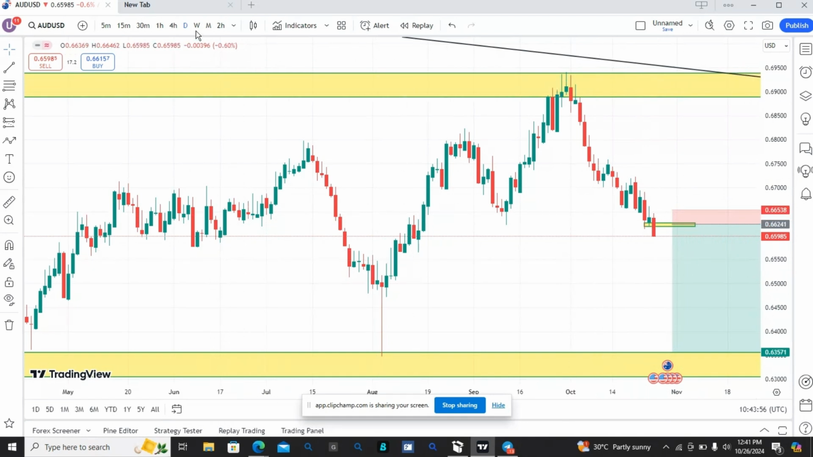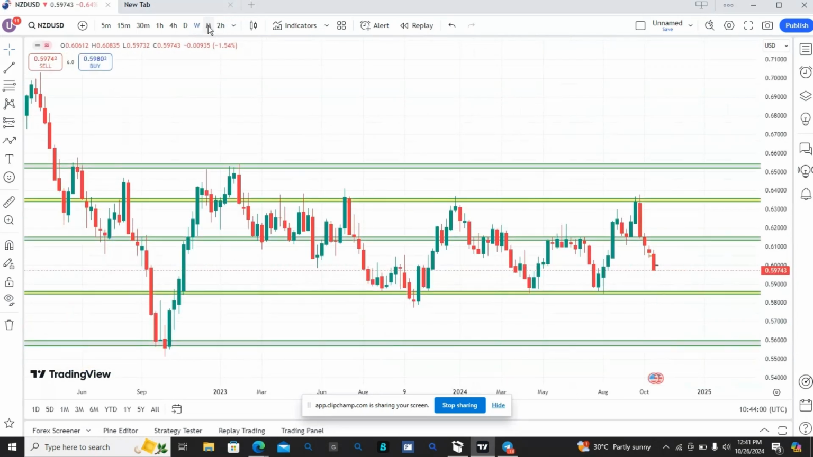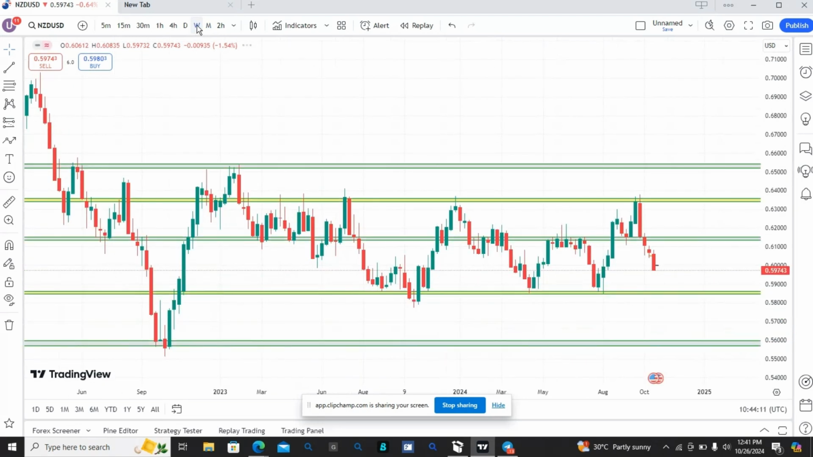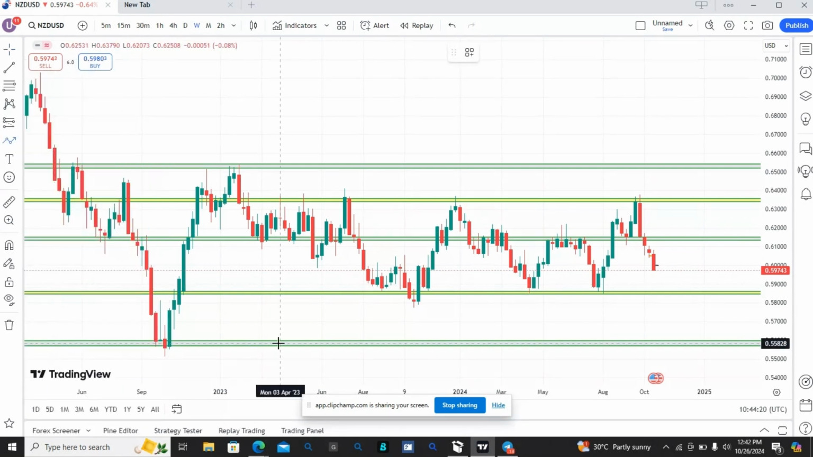So the next pair on the list is NZD USD. The NZD USD is similar to AUD USD, because if you look at it from the monthly time frame, you will see that it's pointing down. So let's go to the weekly time frame on NZD USD. On this weekly time frame, the same price action that is happening on AUD USD is happening here. Buy from support, which is this zone, and sell from the resistance, which is this zone. You notice the same thing on the weekly time frame.